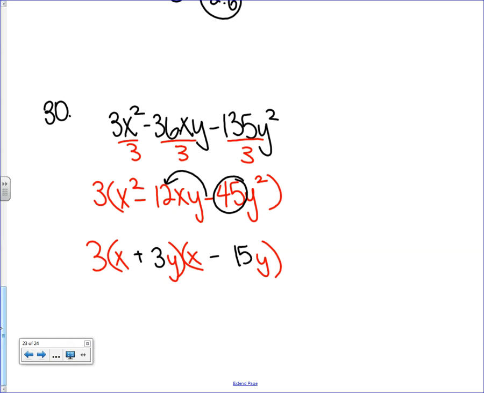Here we go. Now, guys, if this was equal to 0 and we were going to solve it, would this 3 out front get me an answer? No, because there's no variable with it.